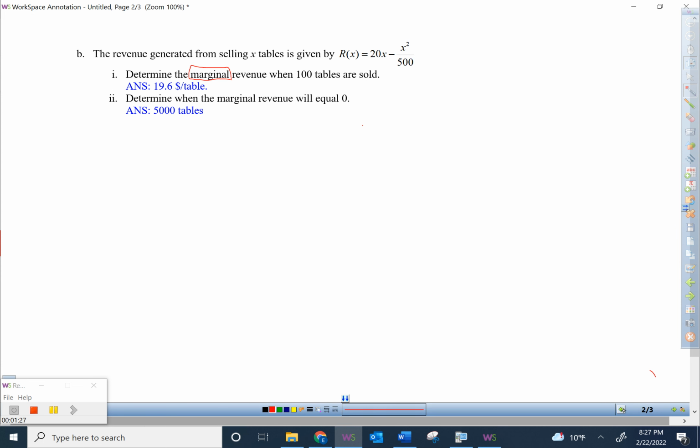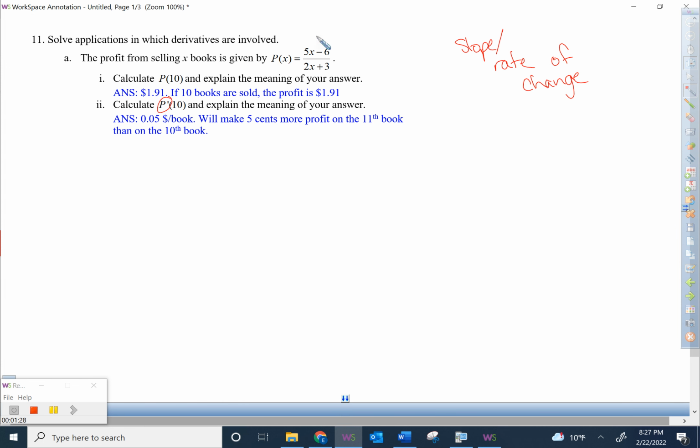So, let's look at this first problem. It's asking you for this function, talking about profit of selling books, what is P of 10 and what is the derivative at 10, and then explain in context. So the first thing to really emphasize here is this is the original function and you're just subbing 10 directly into both pieces, being careful for order of operations.